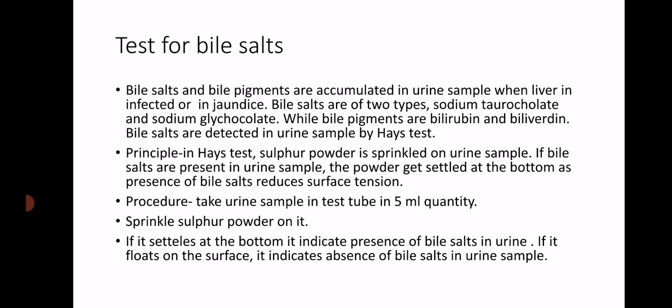So you have to detect the bile salt by using a very simple test that is known as Hay's test. It is a very simple test. It requires only sulfur powder. So in Hay's test, what you are going to do, again you have to take 5 ml of the urine sample in the test tube and just sprinkle the sulfur powder on it. Just sprinkle the sulfur powder on the urine sample.